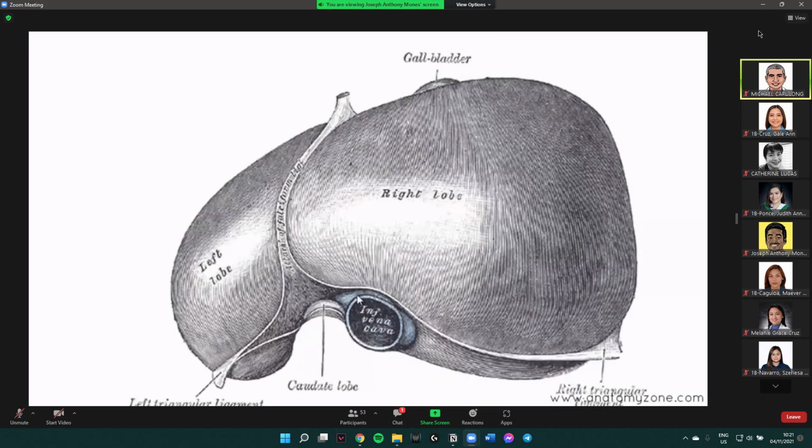And you can see the ligaments that I drew on before. You've got the falciform ligament coming up here, separating the right and left lobes, and it goes off to attach to the anterior abdominal wall. And then you've got the coronary ligaments, which come down from the diaphragm, and then you've got the left triangular ligament and right triangular ligament.